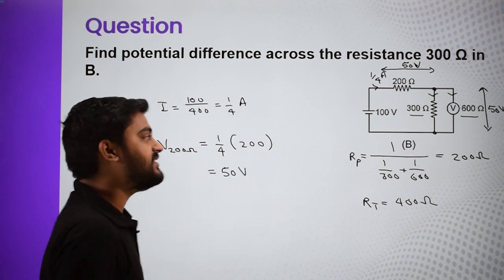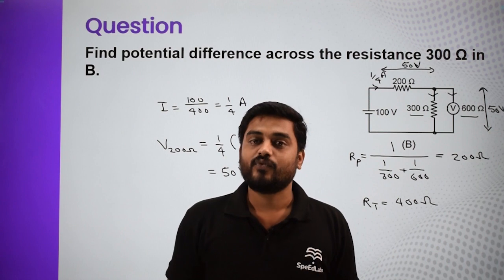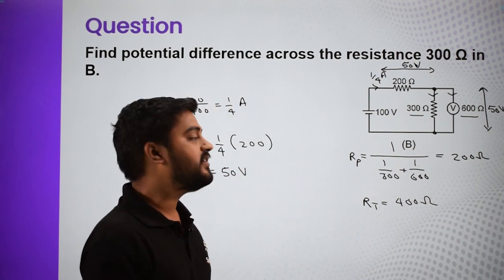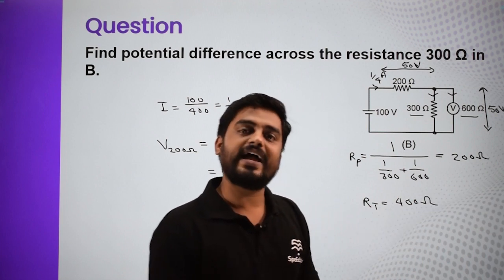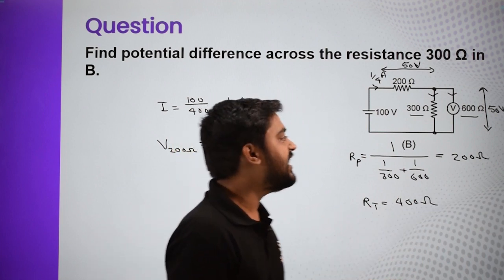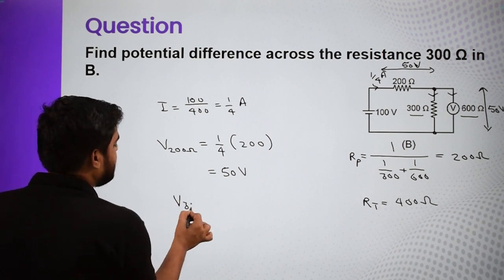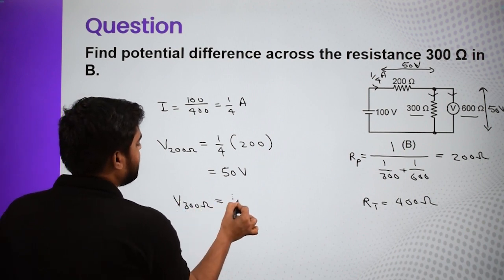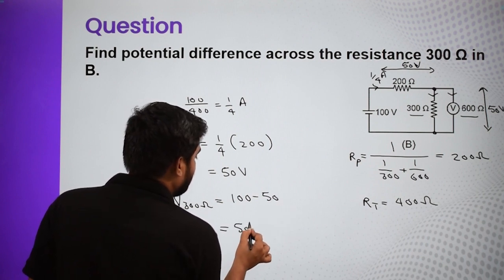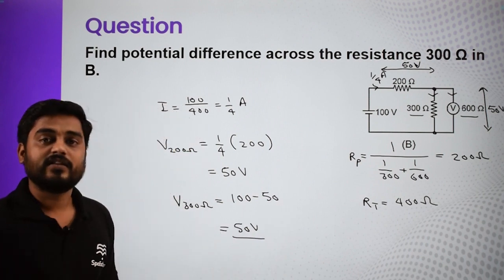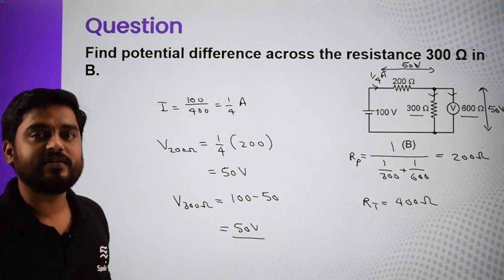So remember, in the last case the actual potential difference across this 300 ohm was 60 volt. But since we have put a voltmeter which is not ideal, it has changed the reading completely, and now the new reading is simply 50 volts. So the potential difference across 300 ohm in this case is basically just 100 minus 50. You can write it like this, and this is again 50 volt. So ideally the voltmeter should have infinite resistance, otherwise it is going to alter the circuit.